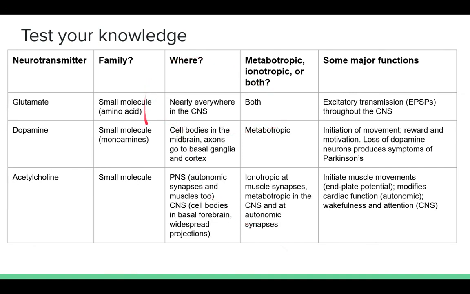Remember, glutamate is found nearly everywhere in the central nervous system. Dopamine's cell bodies are only in the midbrain, but its axons go almost everywhere. And acetylcholine is one that is really found everywhere, both in the peripheral nervous system as well as the central nervous system. And finally, we remember that there are metabotropic and ionotropic receptors, and some neurons have one kind, some neurons have both. We've talked several times about acetylcholine's receptors, and these are just examples for glutamate and dopamine.